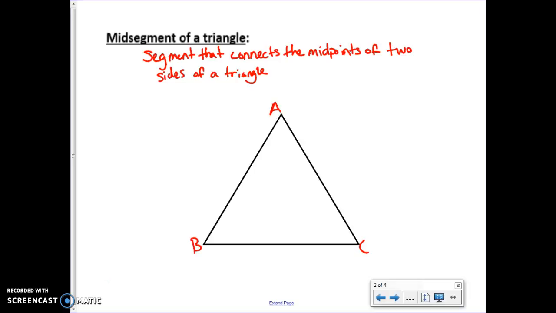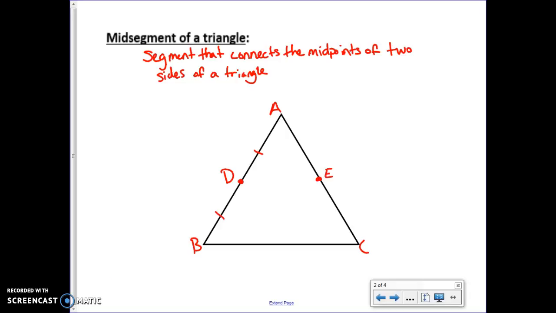So a mid-segment is where I take the midpoint of AB, and in this case I'm just going to eyeball it today. We could construct it, or we could do some measuring there. But there's roughly the midpoint. So that means I know that here and here are the same distance. Between A and B, I'm going to call that point D. Then I'm going to do the same thing on side AC, and I'm going to call that point E.